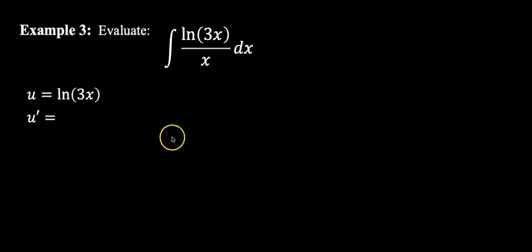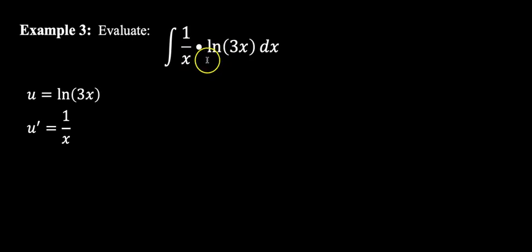Let's choose something else. What about ln of 3x? Well, let's find u prime. u prime equals 3 over 3x, which just equals 1 over x. Do we see this in our function? Yes. This is an equivalent form of our function. We could write it like this instead. And we see 1 over x right here. So yes, this is probably a good choice.